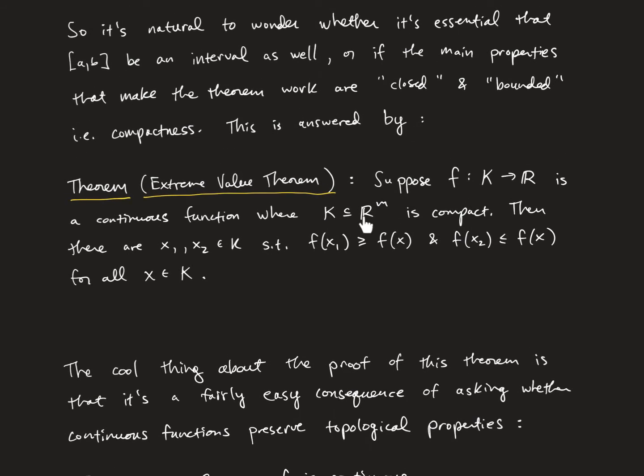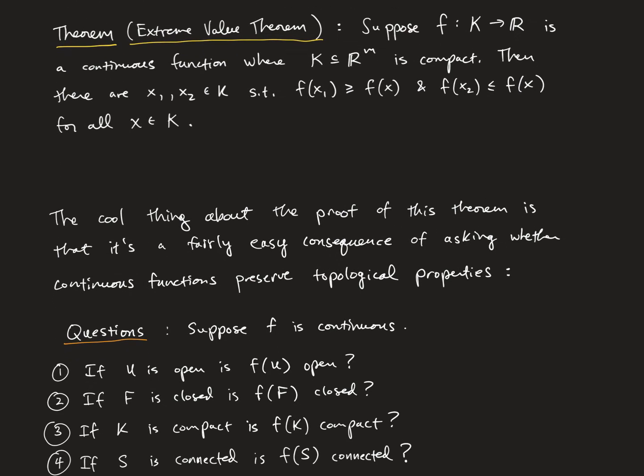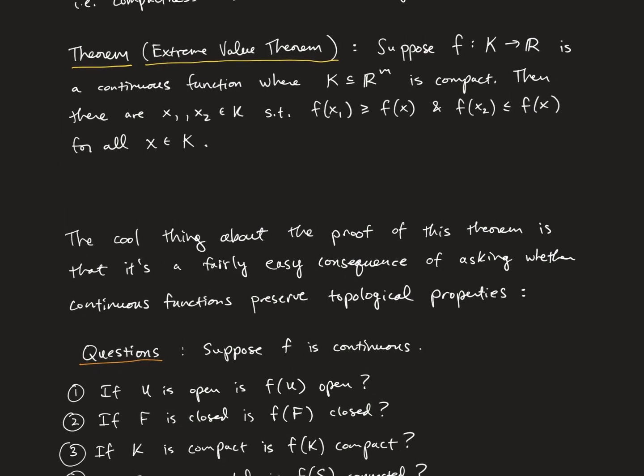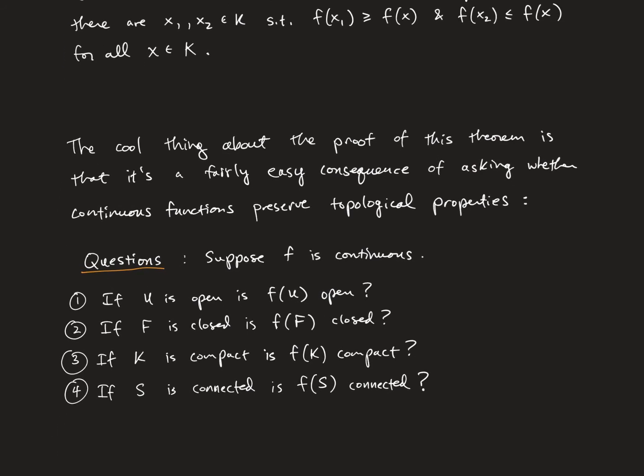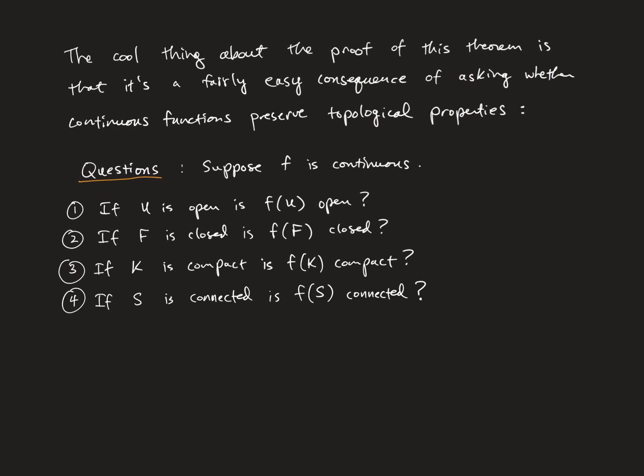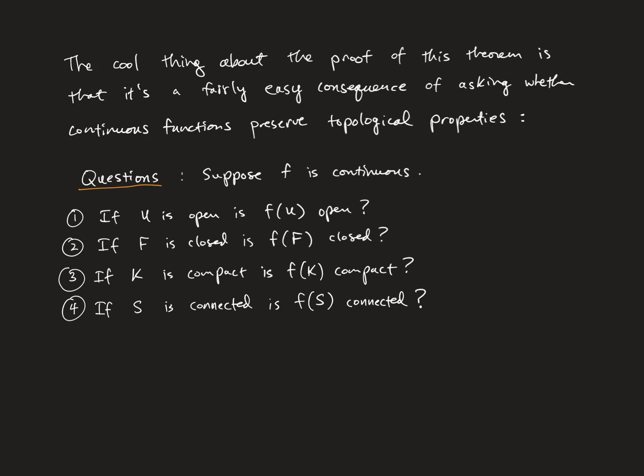looking at what we're given in the theorem and then trying to make some straightforward argument that we can produce these x1 and x2 with the required properties. The proof here is actually going to be a consequence of another theorem, which comes about by asking some rather natural questions about continuous functions, given the topological properties we've been discussing.